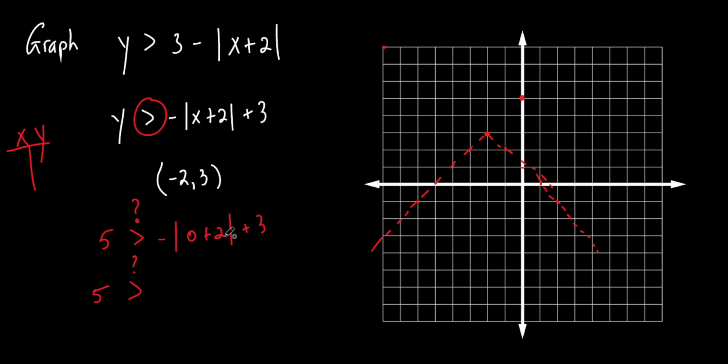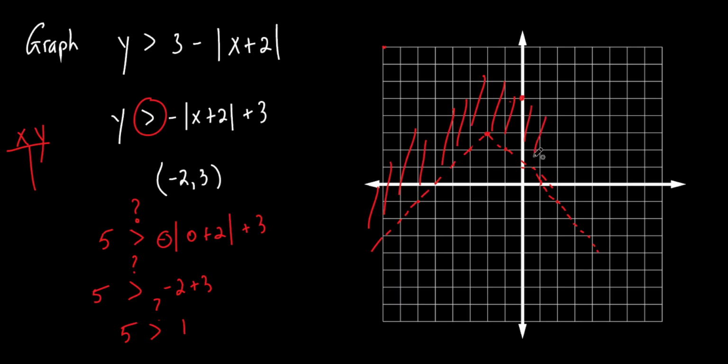What's this? 0 plus 2 is 2. What's the absolute value of 2? It's 2, but this makes it what? A negative 2. And that's, of course, going to be a what? A 1. Is 5 greater than 1? Yeah, it is. All right, so if 0, 5 works for that inequality, where do I shade? Just like I thought originally.